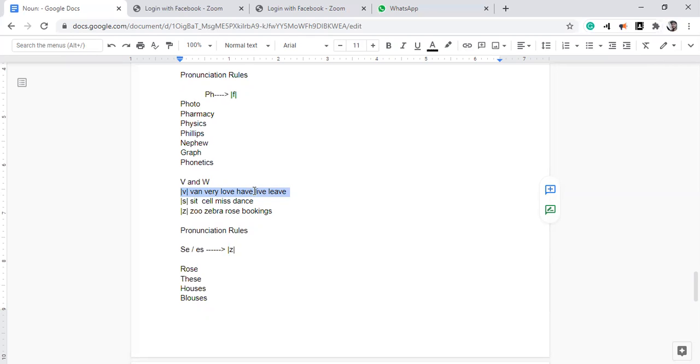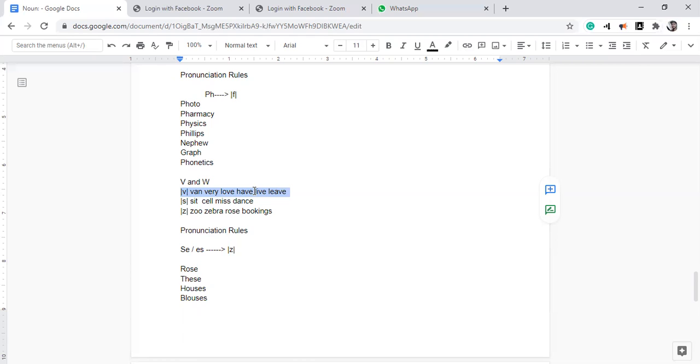The next sound is the S sound: sit, sell, miss, dance. Repeat the sound. Then the next sound is the Z sound, a very simple sound: zoo, zebra, rose, bookings. Repeat the sound: zebra, rose, bookings. Great.